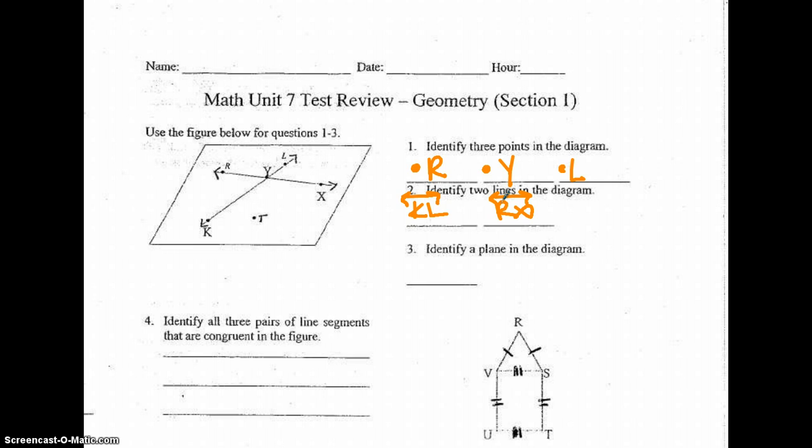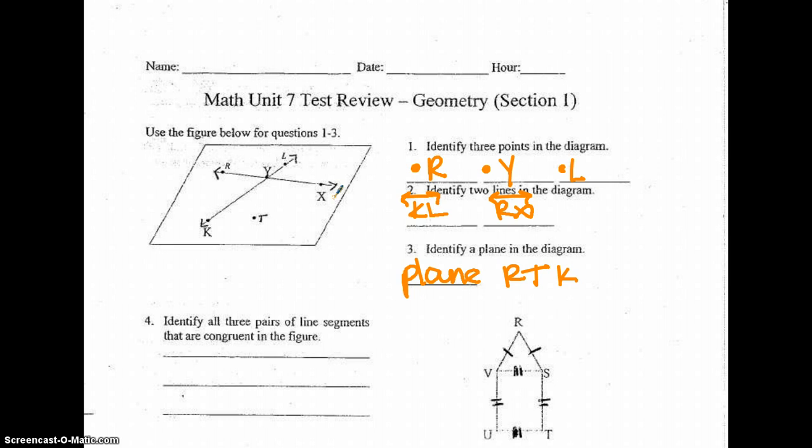Identify the plane. Remember, when we name a plane, you have to include at least 3 letters, and they cannot be on the same line. So I would say this is plane RT. Okay. You can pick any 3 letters as long as it's not KYL or RYX.